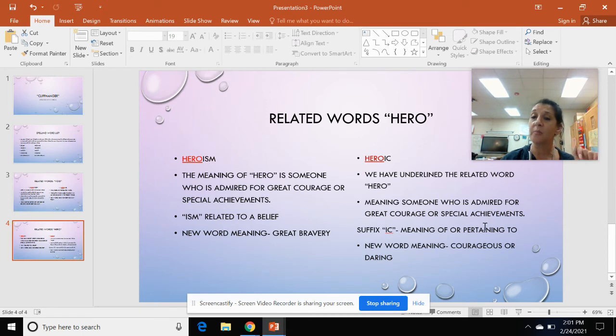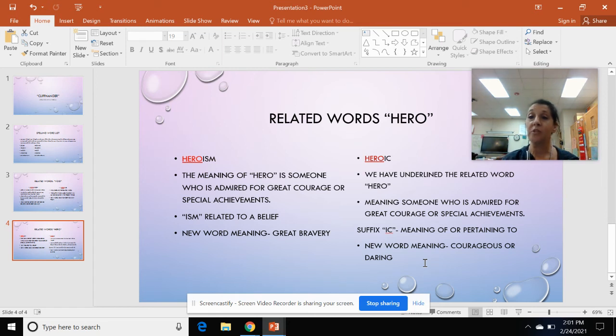but now this time it's a little bit different. We have a suffix of ic, I-C. So we need to know what does that mean. So we need to maybe refresh ourselves. So we go to our resource, we look it up online, we go to our dictionary, we find out that it has a meaning of or pertaining to. So when we take hero and ic, heroic, we put those 2 pieces together, we get a new word. Then we get a new word meaning. All right, and that new word meaning is courageous or daring.